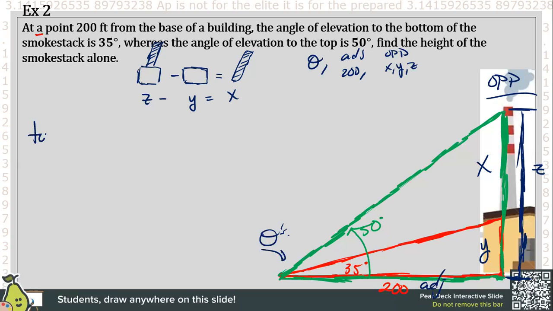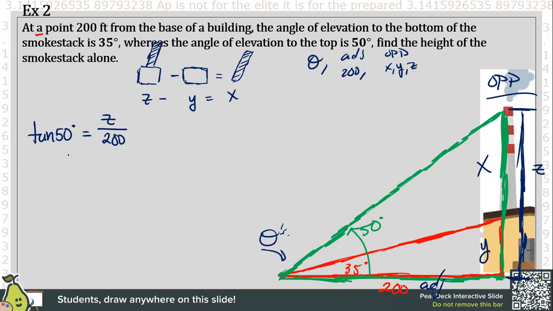So I'm going to go ahead and do tangent, okay? Which is my opposite over my adjacent. So according to this, I'm going to find these lengths first. So I know that the entire triangle is in proportion to the length Z as my opposite, and the interior angle will be 50. So tangent of 50 degrees is equal to my opposite, which is my entire building with the chimney, divided by the 200 feet.